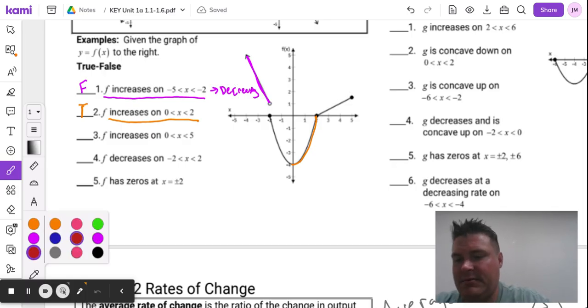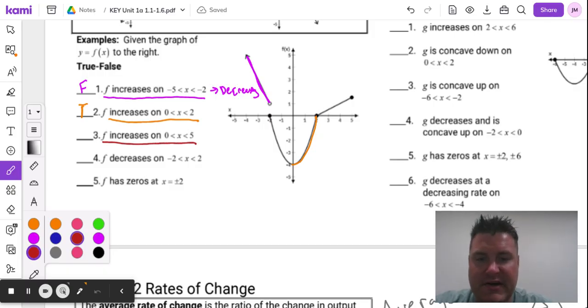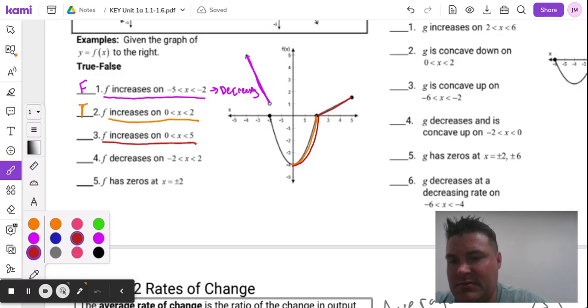What about, we'll do red now. f increases from 0 to 5. So here we go. As I went from left to right, the entire time it was increasing. So this is true.